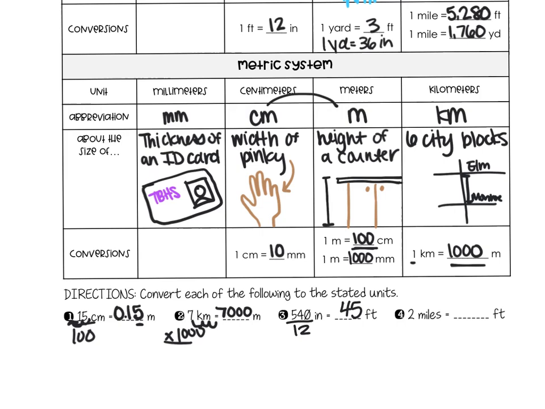Okay, and lastly here, 2 miles equals how many feet? Well, I know for 2 miles there's going to be more feet than miles, because miles are our bigger unit. So I'm going to take 2 times 5,280, and that is 10,560.